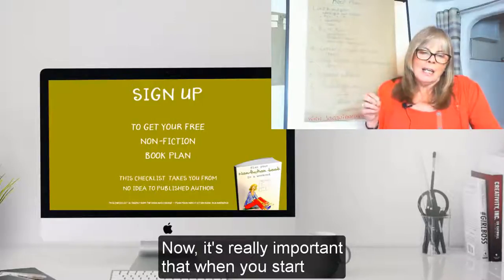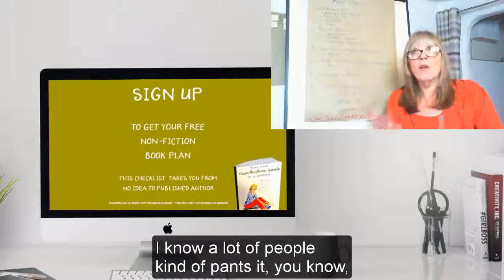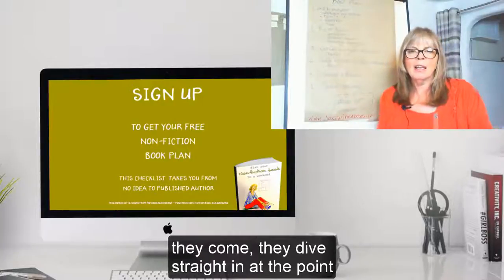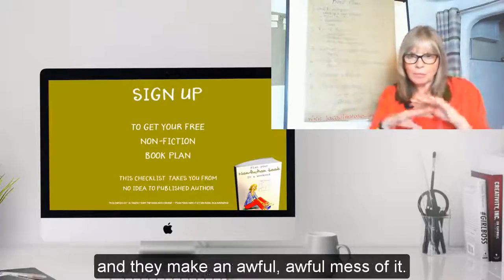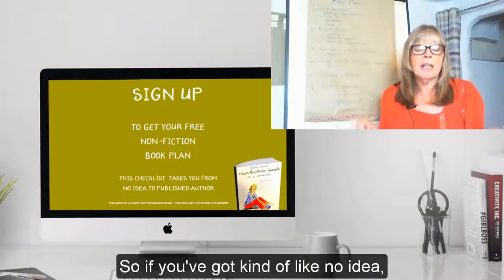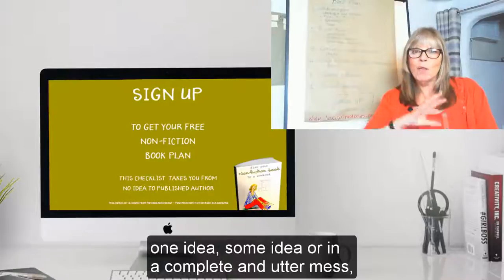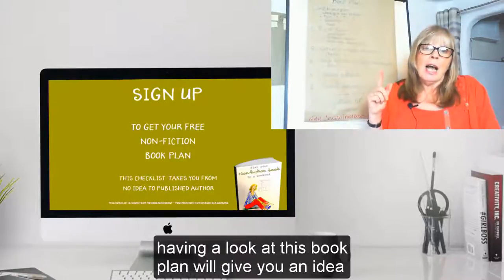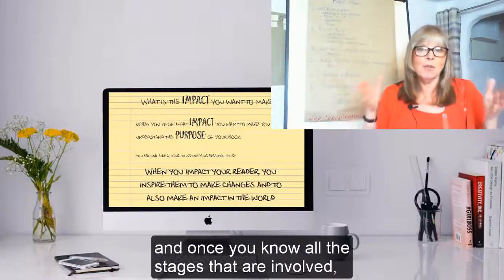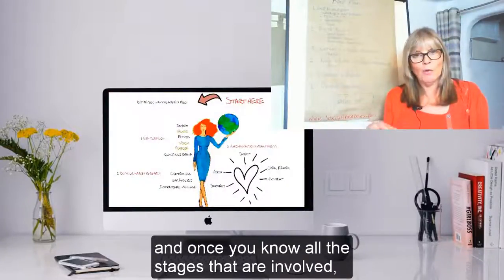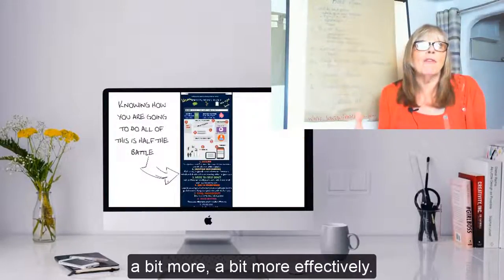Now, it's really important that when you start to write a book that you actually have a plan. I know a lot of people kind of pants it, they dive straight in at the point where they want to create an outline and they make an awful mess of it. So if you've got no idea, one idea, some idea, or you're in a complete and utter mess, having a look at this book plan will give you an idea about how to plan your book end to end. And once you know all the stages that are involved, then you can start to think about how you might do this a bit more effectively.